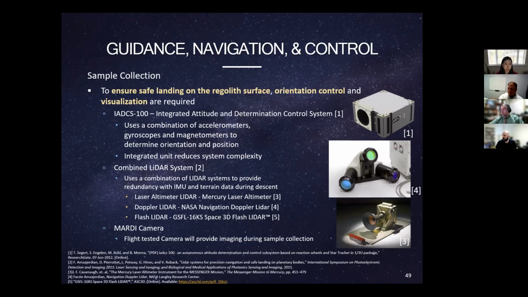So for this, we're using the EAS4700 integrated attitude determination and control system. This is an integrated unit, so it reduces the level of complexity and design required for our manufacturing. And in addition, for safe regolith hazard avoidance during the regolith landing, we're using a combined LiDAR system. This will ultimately be used to reduce the IMU error significantly and also assist the autonomous landing of the EEV. Finally, the MARDI camera will be used to visualize the sample collection for the astronauts on board.